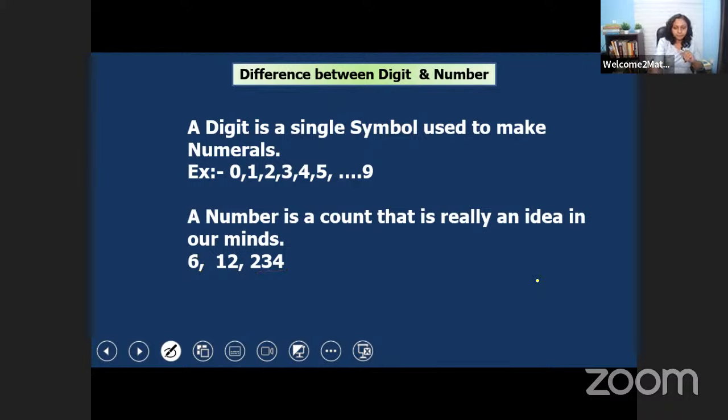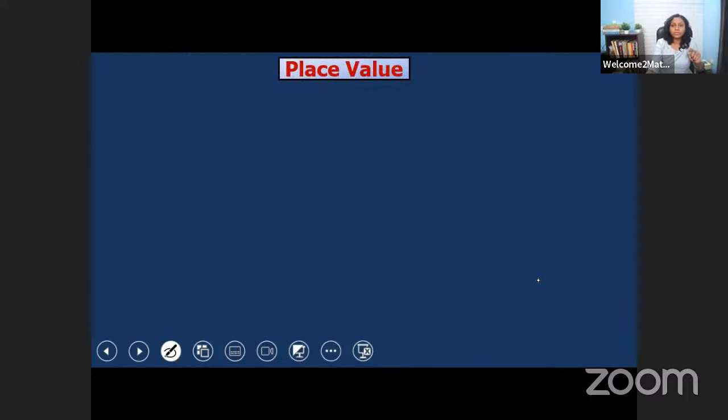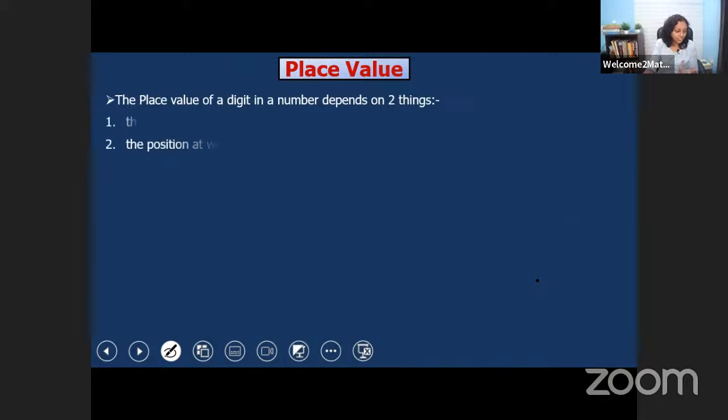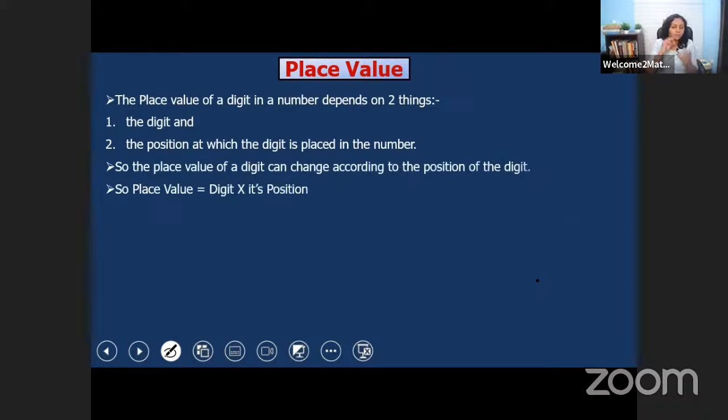So now, the important thing in number system is place value. You all are in class 4, so you have an idea about place value, na? What is place value? Place value depends on the digit in any number and its position. Just like we have a number 423. You can see this number. It is a 3-digit number, 423.